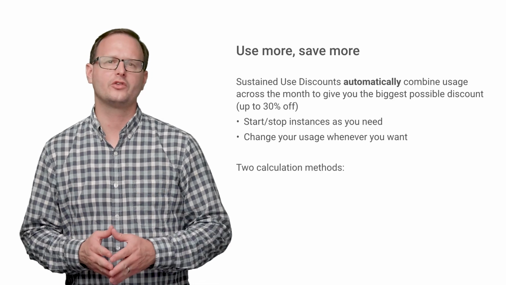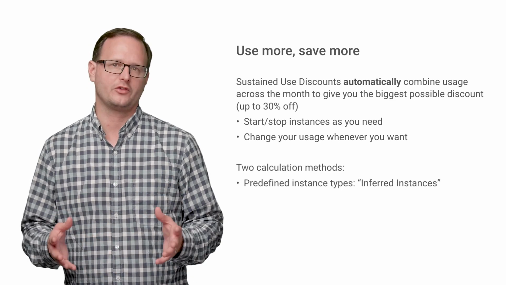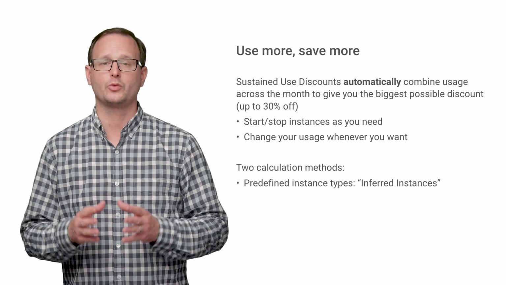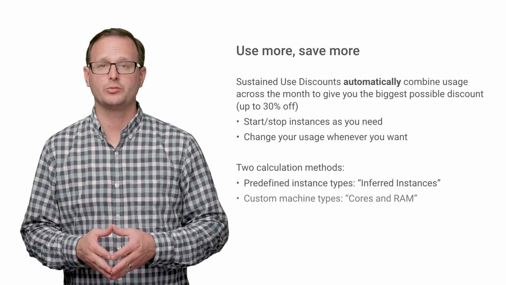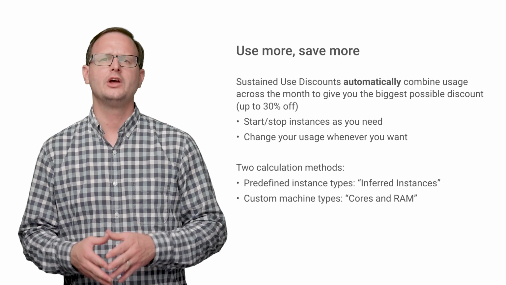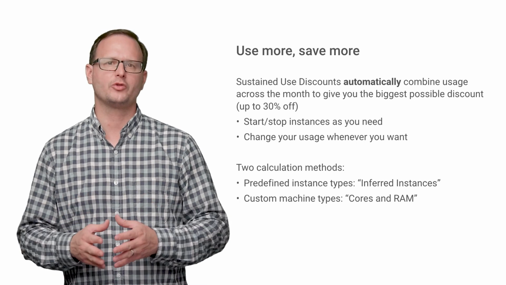For predefined instances, we use a concept called inferred instances to calculate the biggest savings that we can. When we introduced custom machine types, we generalized this model so it works even with the thousands of possible instance shapes that you can have with CMT.